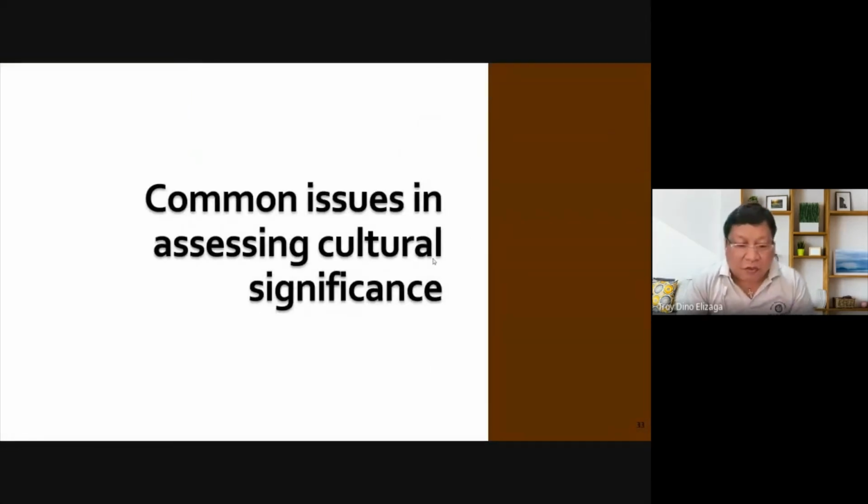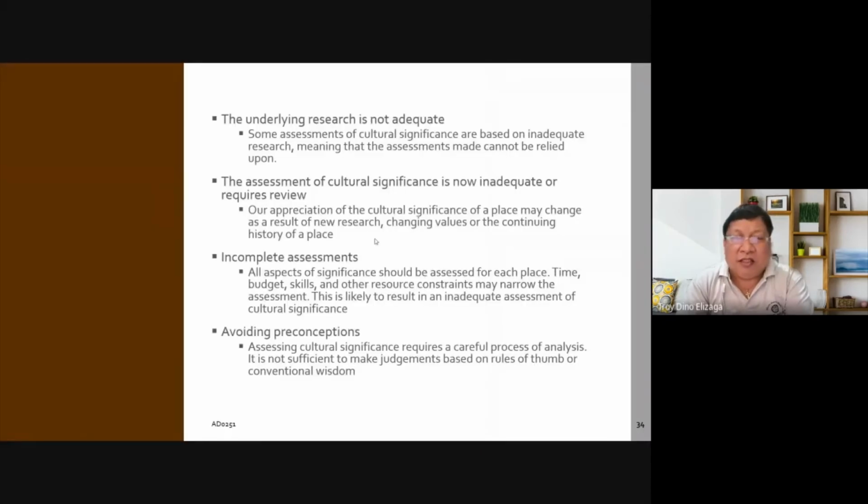So let's now discuss the common issues in assessing cultural significance. Now, there is no good way of doing this. I will just list down one issue after another. There are quite a lot, and I'll just comment on some of them. Okay, for example, one issue is that underlying research is not adequate. So some assessments of cultural significance are based on inadequate research, meaning that the assessment made cannot be relied upon. So maybe the researcher is not competent, or did not do his work properly. So the assessment of cultural significance is now inadequate or requires review.